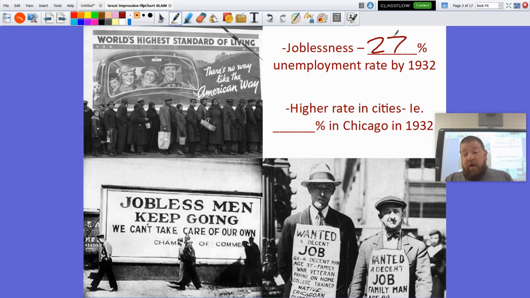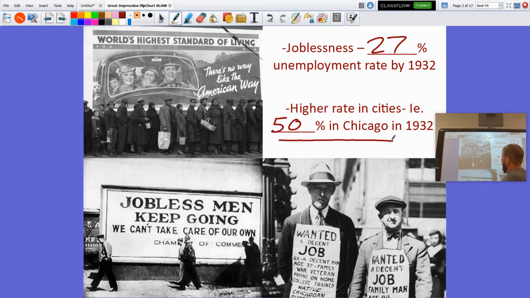There are higher rates in cities. Remember, in cities, you have these big manufacturing firms or factories, everybody works for Ford, everybody works for Westinghouse. Well, now nobody's buying those things. And so the joblessness rate, for instance, in Chicago in 1932, had gone to 50%. Well, half of the people there couldn't find a job. And so you see these dramatic signposts of the era that people are living in.